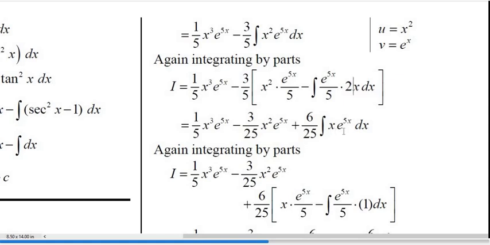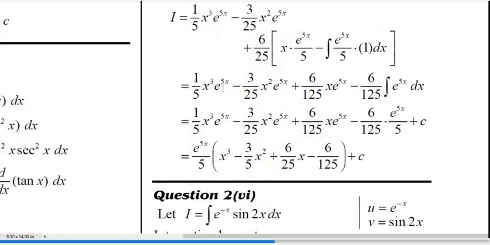Again applying integration by parts, because here again we have two functions, the first one is x and the second one is e power 5x. So 1/5 x cube e power 5x minus 3/25 x square e power 5x as it is, plus 6/25 taking common: the first function x as it is, integration of the second function e power 5x is e power 5x divided by 5, minus the integral of e power 5x divided by 5 times the derivative of the first function x, which is 1.